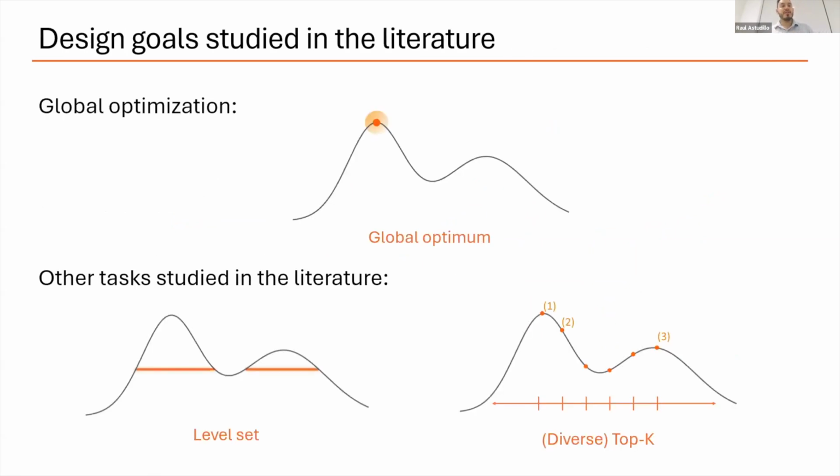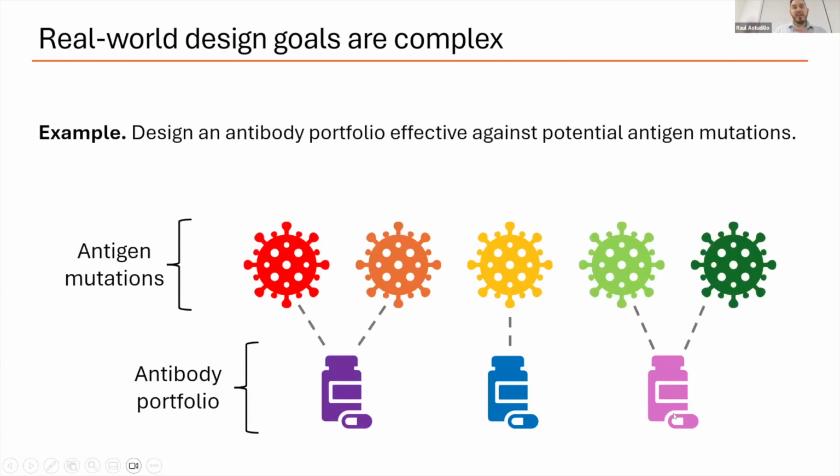So in the literature, many people have talked about acquisition functions for specific design goals. Global optimization, which is described by Bayesian optimization, is what most people have focused on, and there are all these acquisition functions for this task. There are also other tasks that are popular, and you can find some work on things like level set estimation, or on something like diverse top-k optimization. However, in practice, design goals can be really complex.